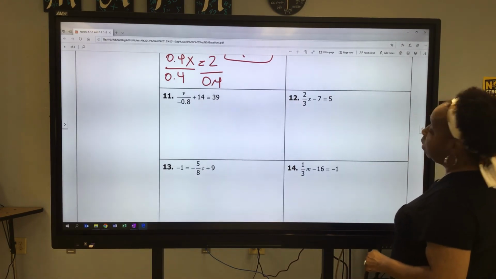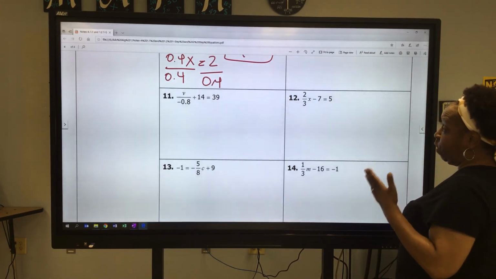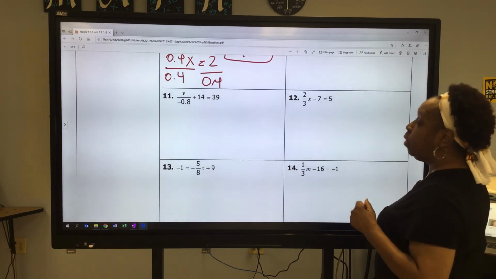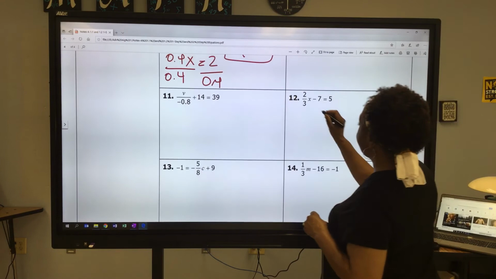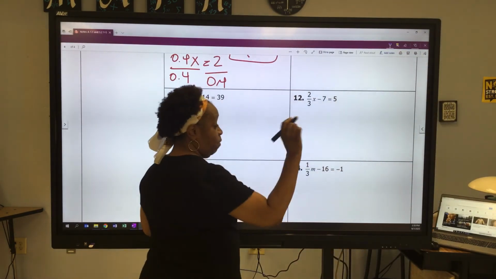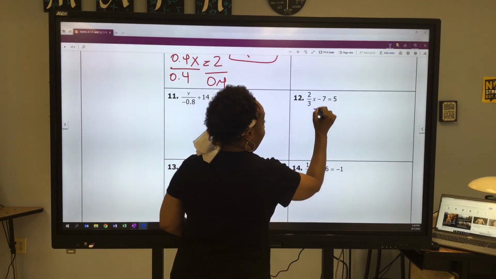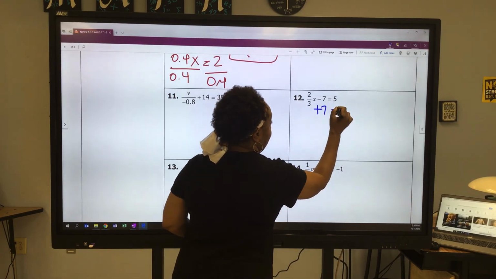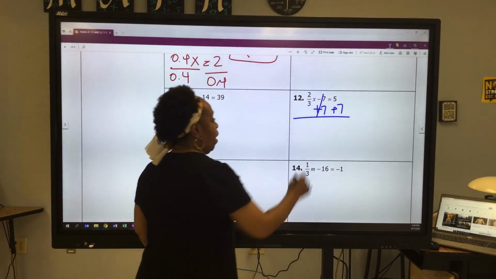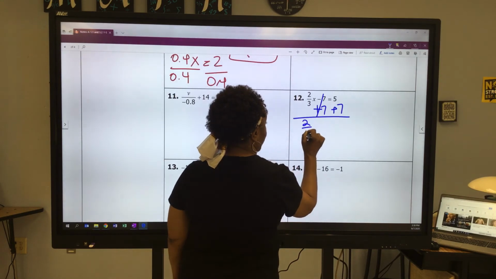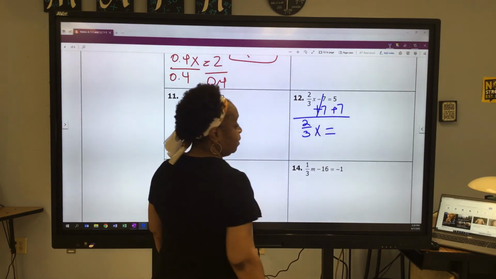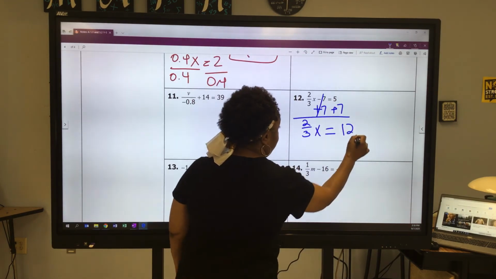Look at number 12. So as we look at this problem, we see we have 2/3 x minus 7 equals 5. So what should we do first? Right, we want to move the 7. So I'm going to add 7. I'm going to go back to this side since I am right-handed. We're going to add 7 to both sides. So what comes down? You're right, it's 2/3 x equals 5 plus 7, 12.